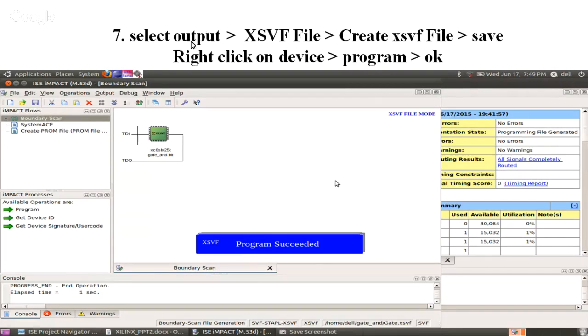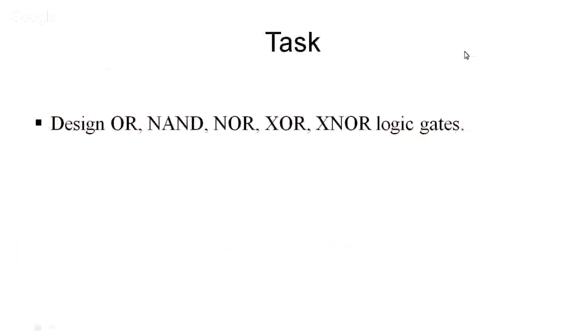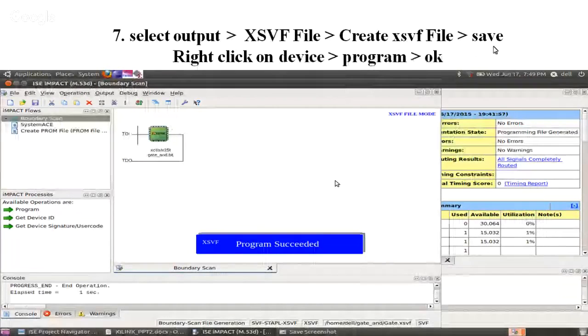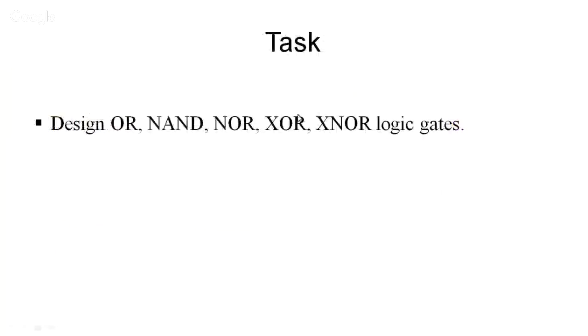Now select the Output option and create the XSVF file. Now save and right click on the device. You can give any name to your XSVF file. Then this message will show: Program Succeeded. If there is no error in your program, this message will appear, and your XSVF file is automatically created in your project folder. In a similar way, you can design any AND, NOR, or XOR gate.